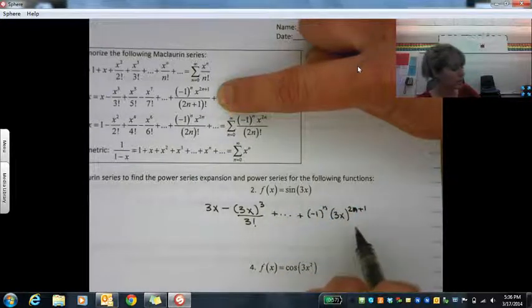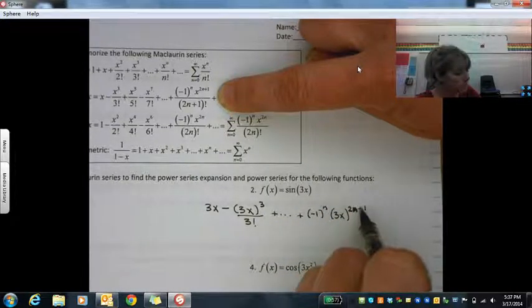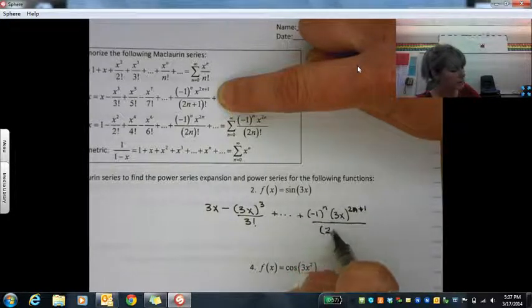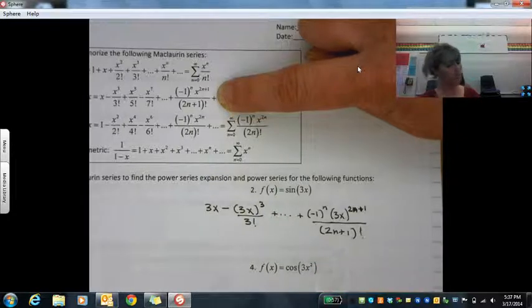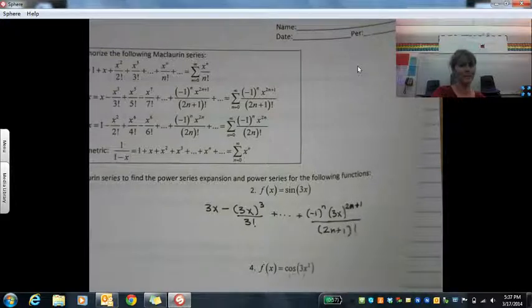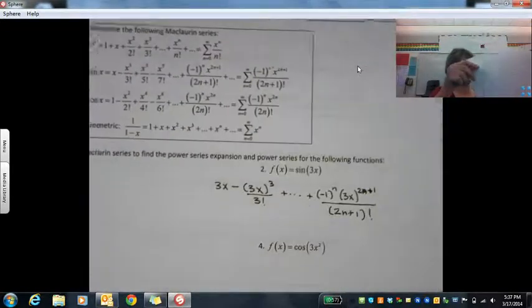Okay, 2n plus 1, all over 2n plus 1 factorial. And I definitely do not have enough room, so let me get out a piece of paper here. There we go.